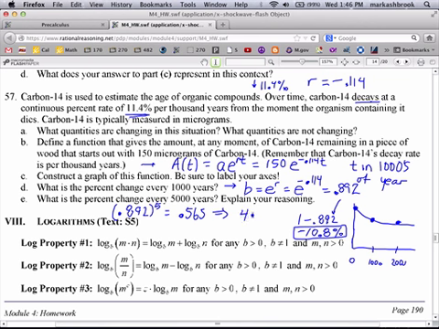So therefore the percent decrease is 43.5? Right? That 0.565 is what you keep, so what you lose is 1 minus that. So the true percent decrease over 5,000 years would be 43.5%.